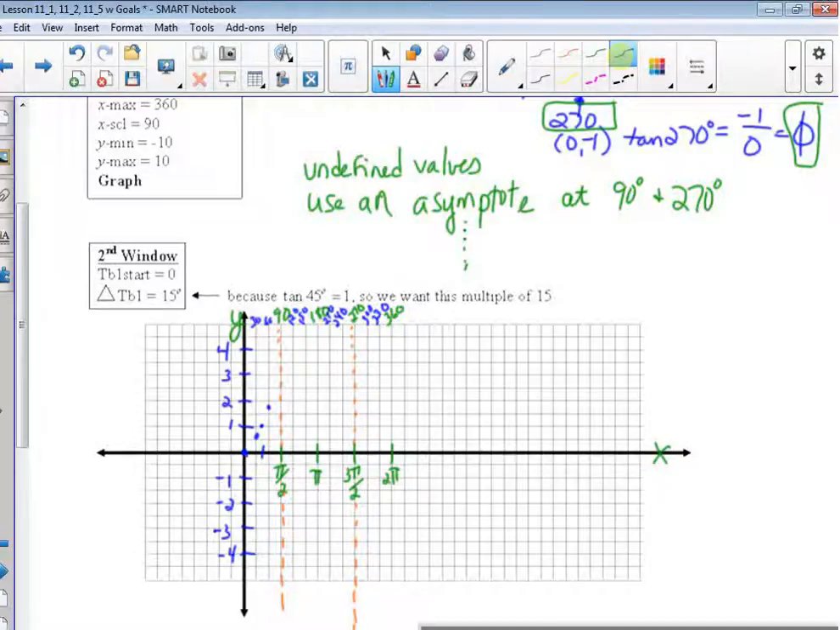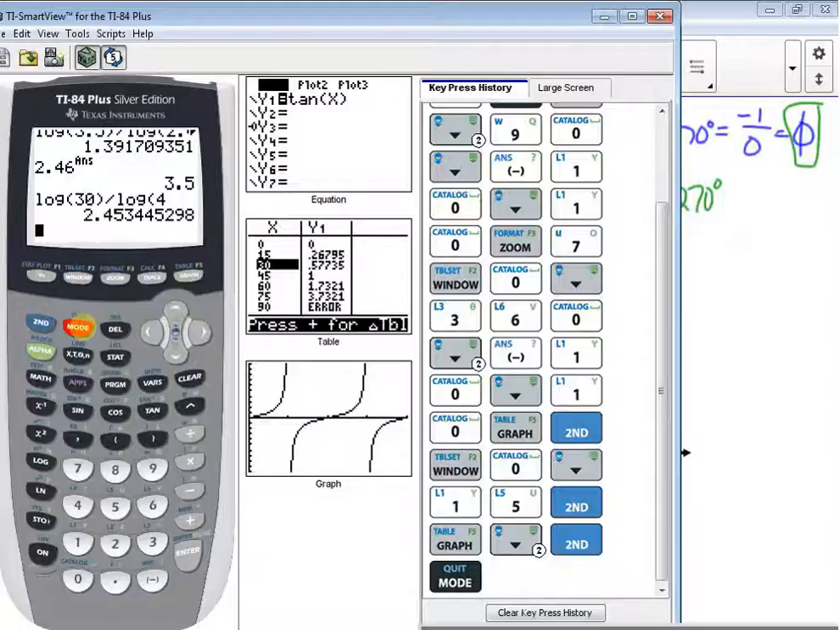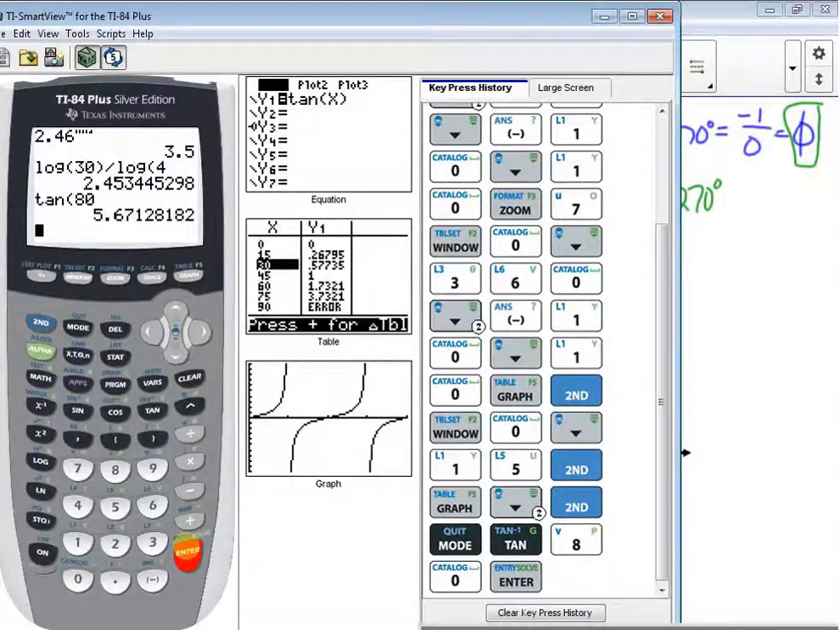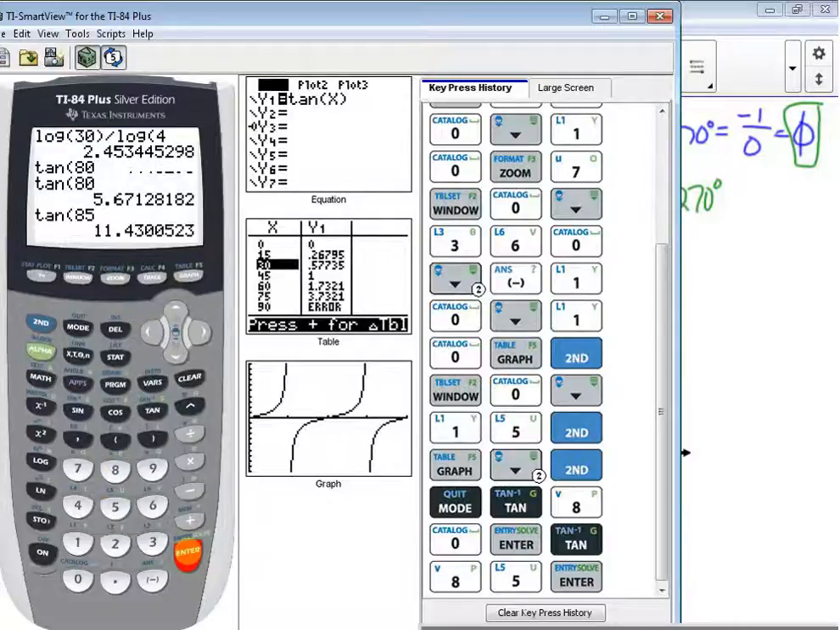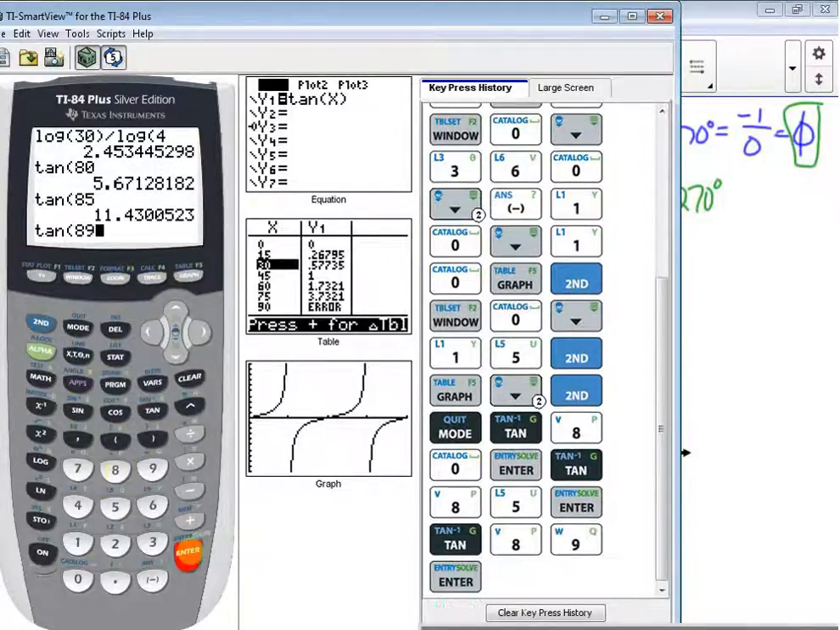So then, if you go back to your table, or your calculator, and you go to the home screen, and you look at your value for tan, say of 80 degrees. See, that's at 5.6 or 5.7 to the nearest tenth. Now, if you take the tan of 85, that's at 11. And if you take the tan of 89 degrees, that's at 57.